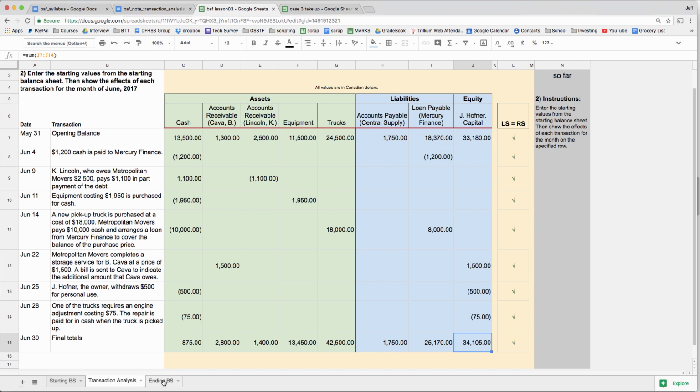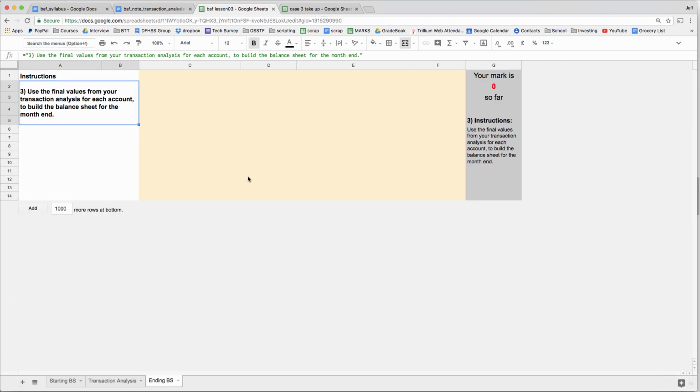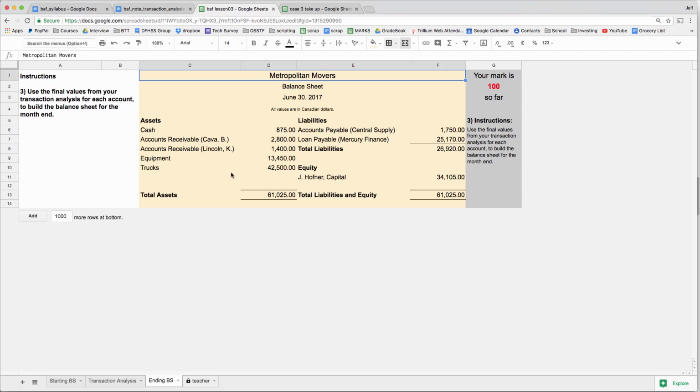So as it says, these transactions were for June, right? So we're going to prepare the balance sheet for June. And there we go. So you should have balancing values of $61,025. I didn't go through that because I'm sure you can handle it at this point because we've already had a couple of balance sheets for practice. But if you can't get to the end, just fire me an email.